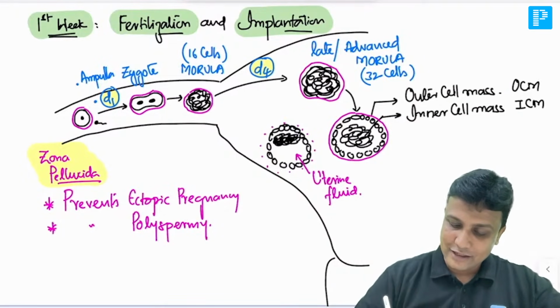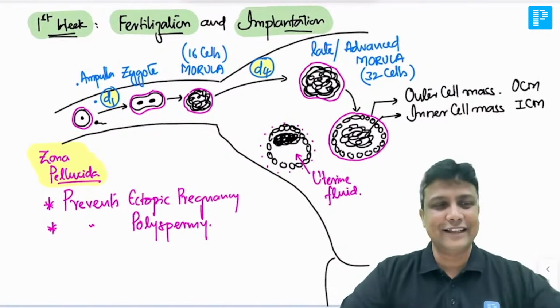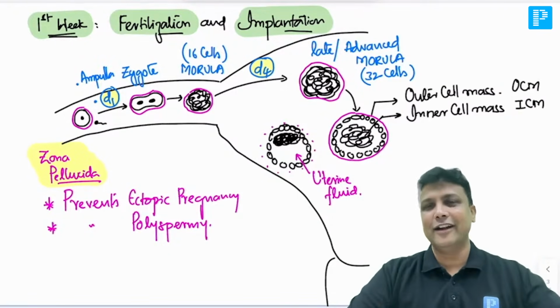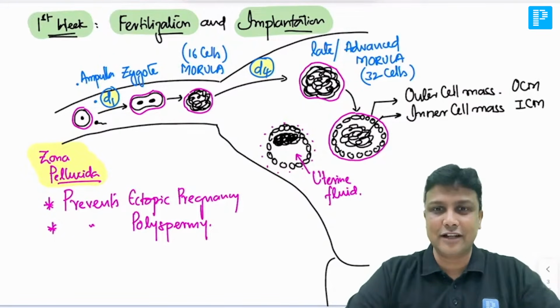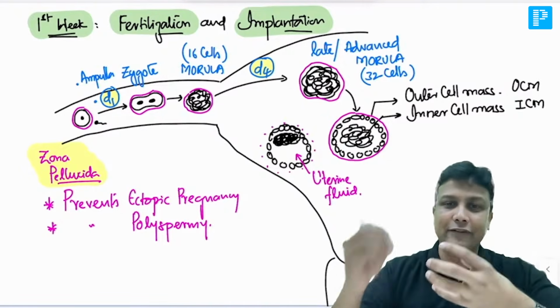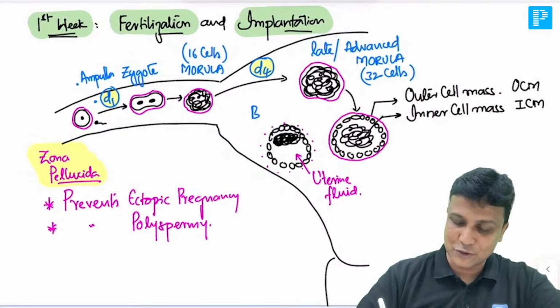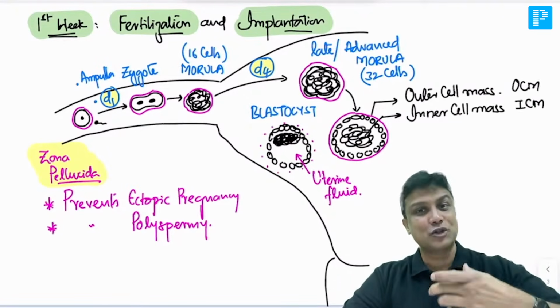Once the inner cell mass is moving aside, we can very clearly see a fluid filled cavity. In our entire MBBS, you know very well, wherever we come across a fluid filled cavity, that is nothing but known as a cyst. A cavity filled with fluid is a cyst. So now this will be known as the blastocyst. Is it making some sense now? That is why it is called blastocyst.